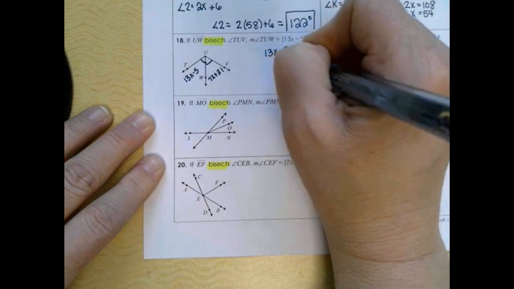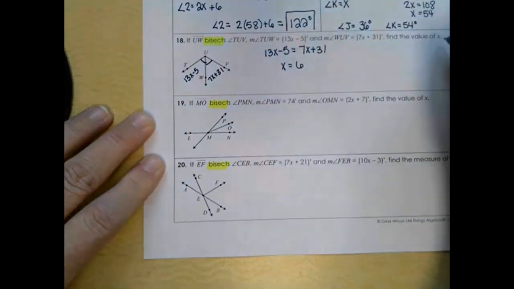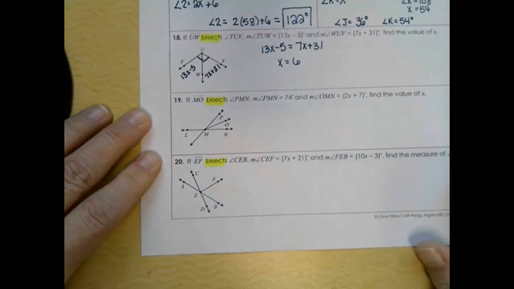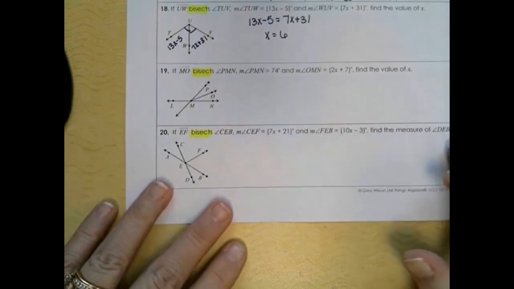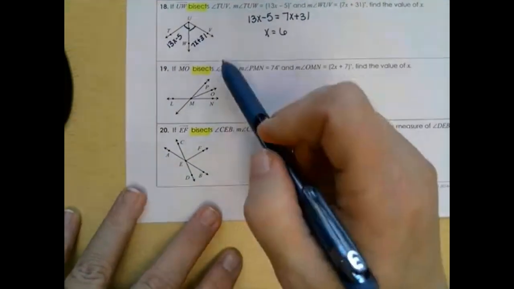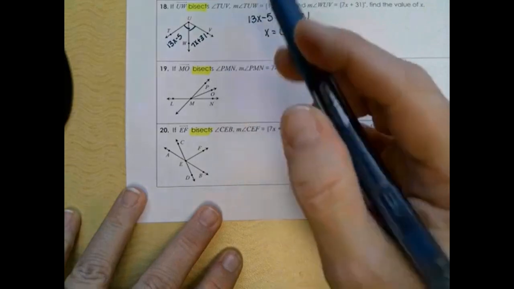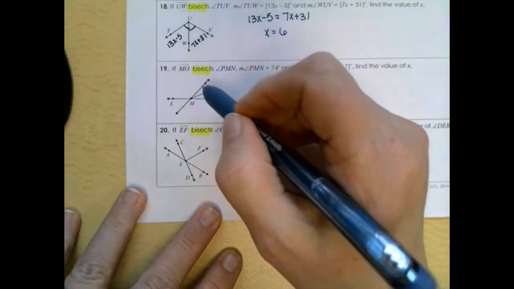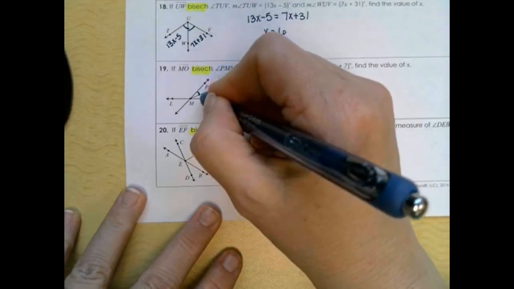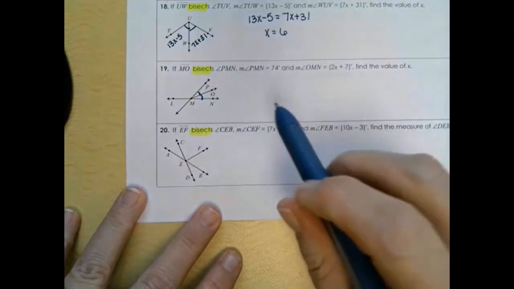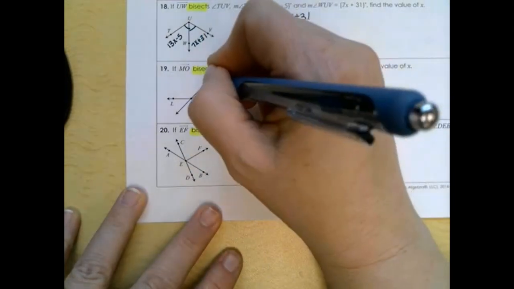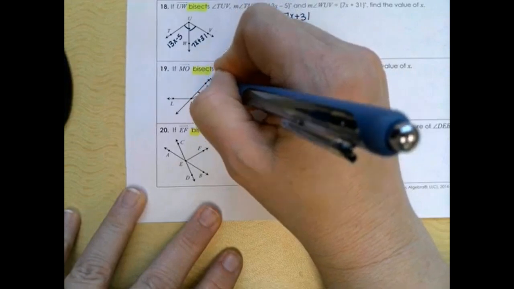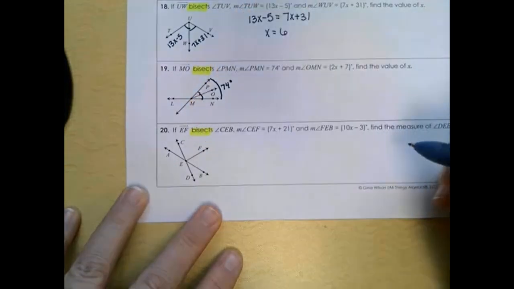You work that out, you get x equals 6. The question said find the value of x, so we're done. Number 19, ray MO bisects angle PMN. So find angle PMN and cut it in half, so this angle is equal to this angle. Angle PMN is 74 degrees.